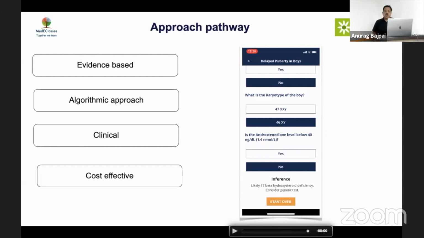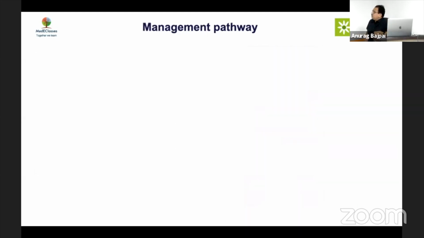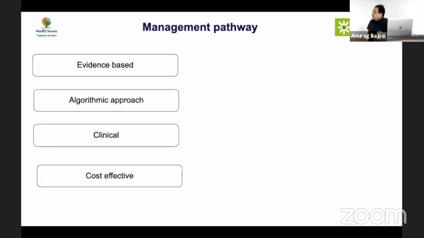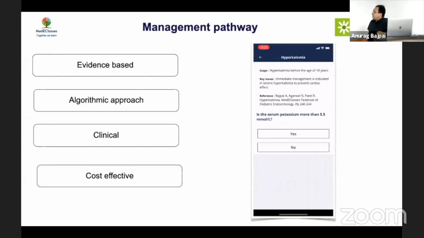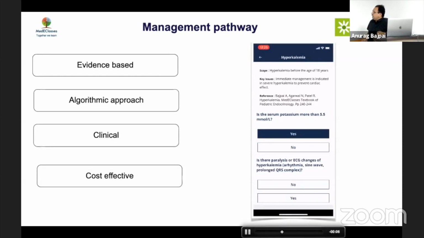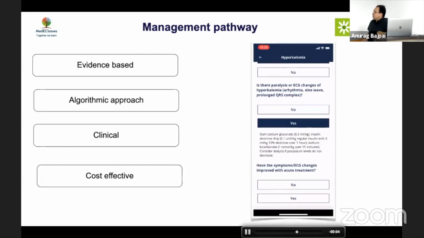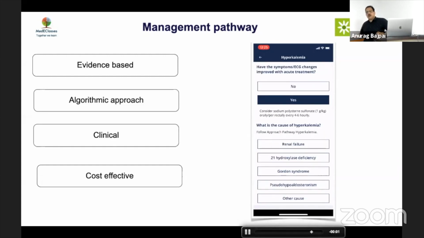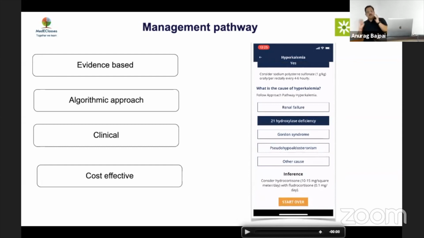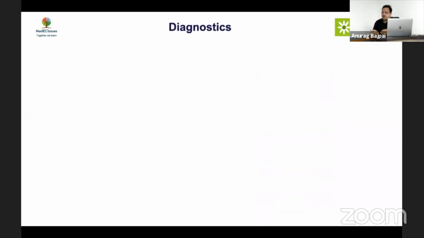Now, this is counterintuitive, but this is going to be quite helpful in reaching a diagnosis when you don't have access to expertise, which is not there everywhere. The management pathways similarly use the algorithmic approach. So if you have hyperkalemia, it will ask the level of potassium, ECG changes, and it will guide you through with emergent management. So all your protocols are pretty much there. You don't need to go ahead and read them, and we give information specifically about doses also, if required at that point of time.